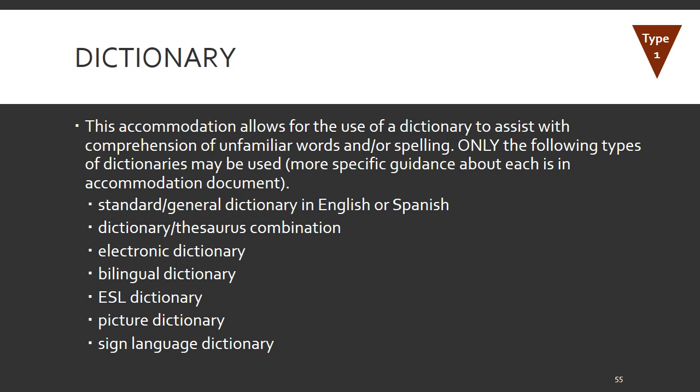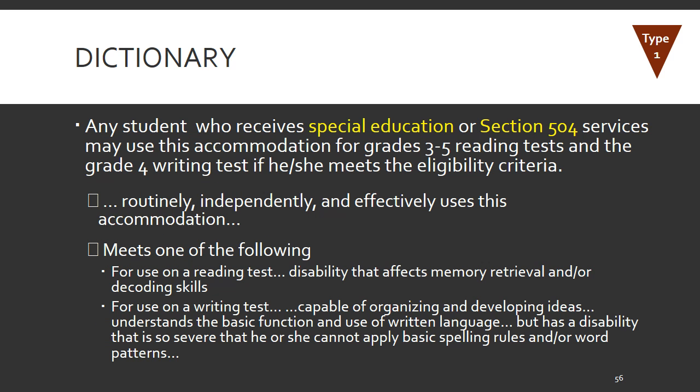Dictionary. This accommodation allows for the use of a dictionary to assist with comprehension of unfamiliar words and/or spelling. Only the following types of dictionaries may be used. More specific guidance about each is in the accommodation document. A standard general dictionary in English or Spanish, dictionary thesaurus combination, electronic dictionary, bilingual dictionary, ESL, picture, or sign language dictionary. Any student who receives special education or 504 services may use this accommodation for grades 3 through 5 reading tests and the grade 4 writing test if he or she meets the eligibility criteria.